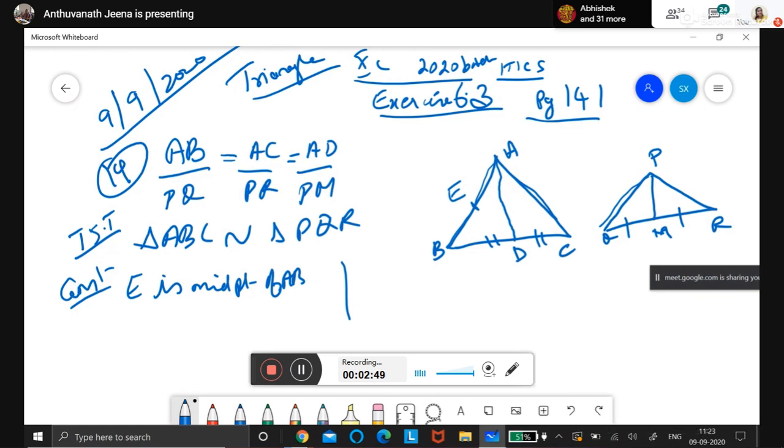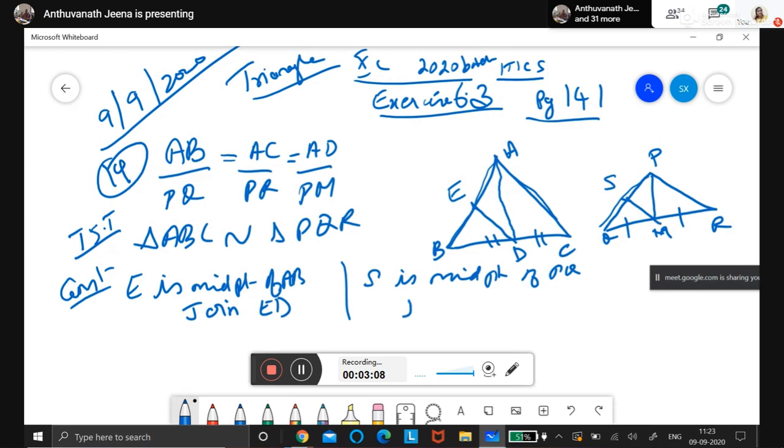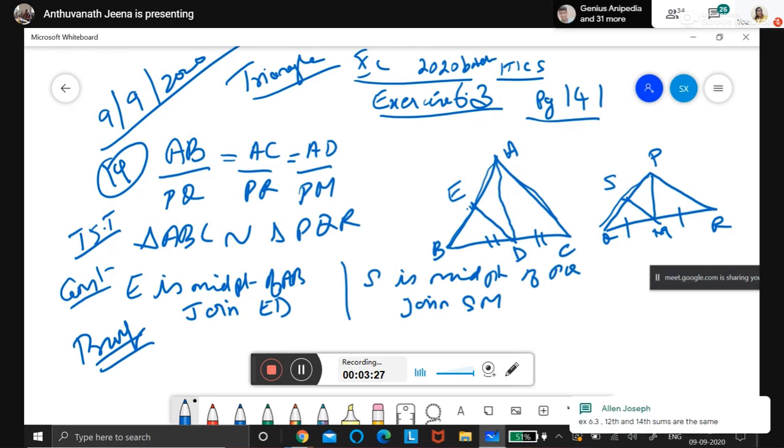E is a midpoint of AB and S is a midpoint of PQ. Okay, midpoint. Now, I think you can hear now. Join ED and join SM. Now you see, this is a midpoint, this is a midpoint. So easily it is understood, the midpoint theorem of 9th standard that you studied. What did you study in the midpoint theorem? The line joining the midpoints of two sides is parallel to the third side.